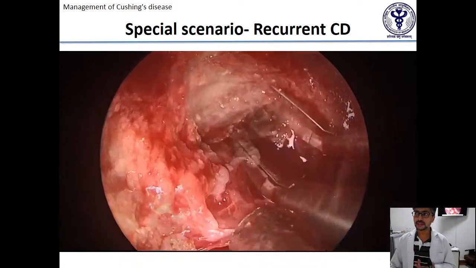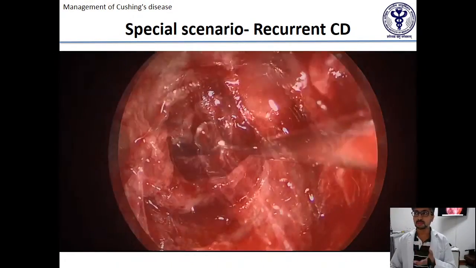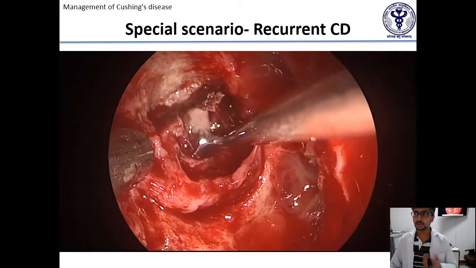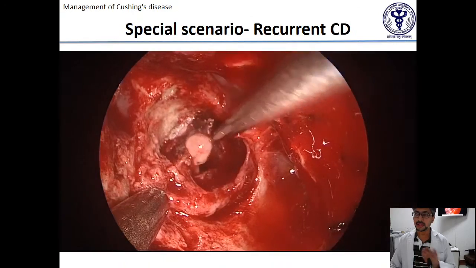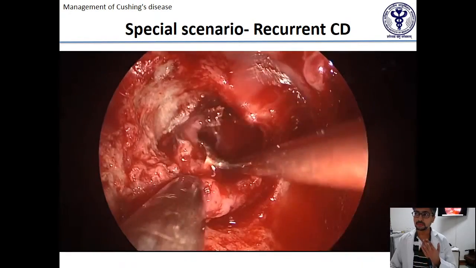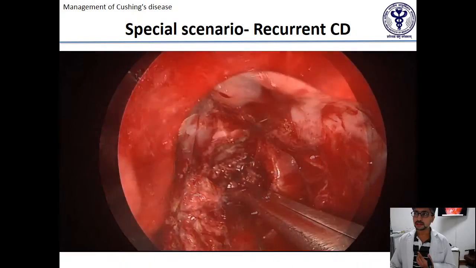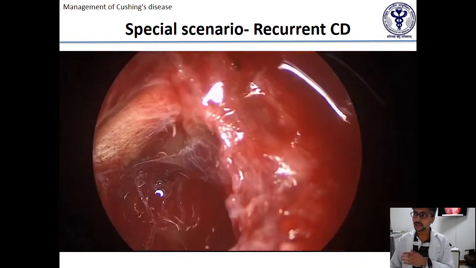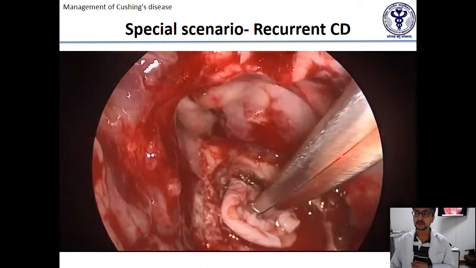Since this was a recurrent case, initially operated at CMC Vellore, there was no nasoseptal flap that we could raise in this patient because it was completely scarred and there was septostomy. See that the tumor is being gradually harvested from the suprasellar area just below the chiasm, and the stalk can be seen very well preserved and the gland very well preserved. You can see the optic chiasm completely free of the tumor, and the patient went into remission.